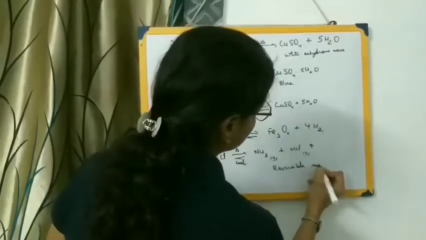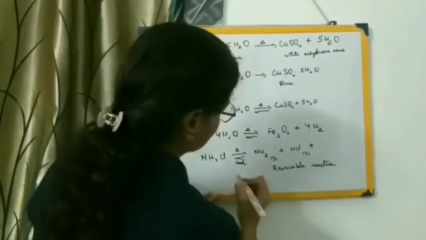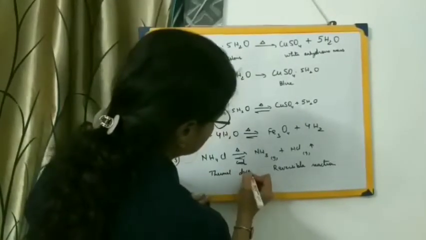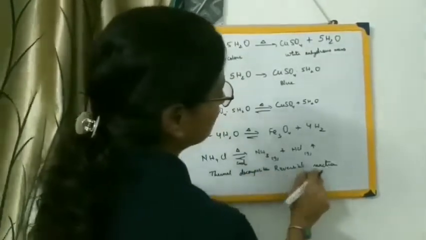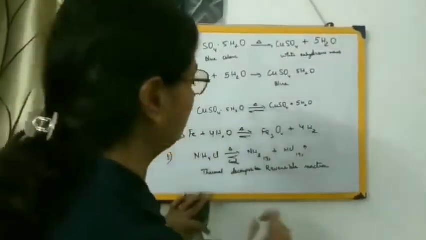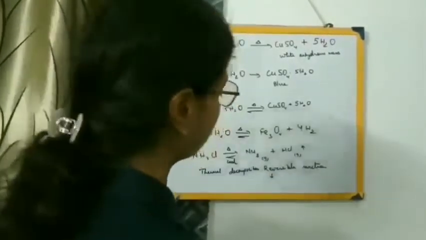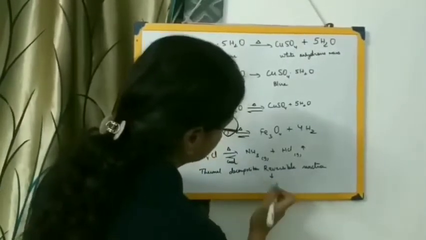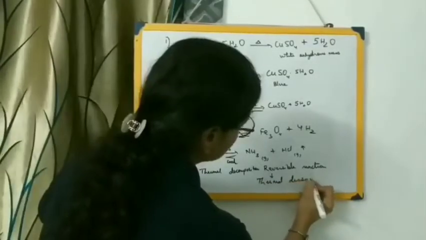So we can say that this is a reversible reaction. Which reversible reaction? A thermal decomposition reaction. Now whenever this thermal decomposition reaction is reversible, when it reverses back, this type of thermal decomposition reversible reaction we call thermal dissociation.